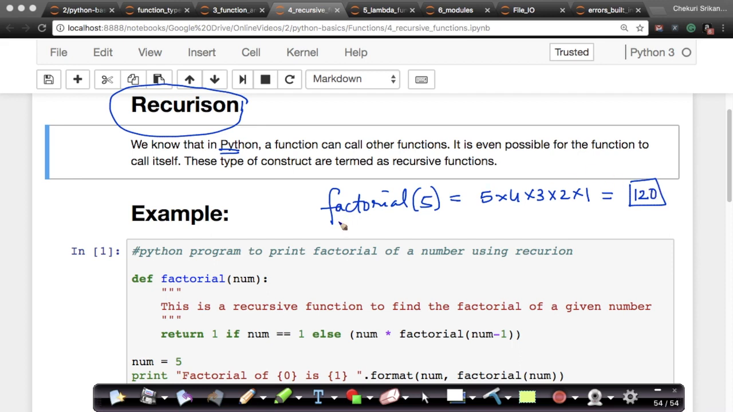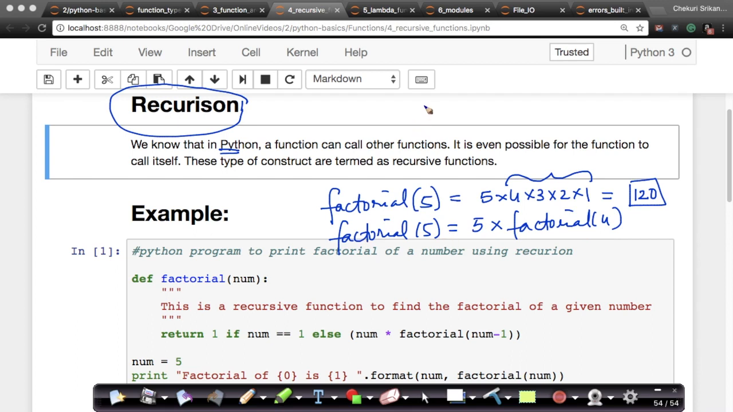But one fun thing here is, for factorial of any number n, for example, factorial of 5 can be written as 5 multiplied by factorial of 4. Because what is factorial of 4? Factorial of 4 is multiplication of 4 with 3, 2, 1. And what is factorial of 5? Multiply the factorial of 4 with 5 and you get factorial of 5.